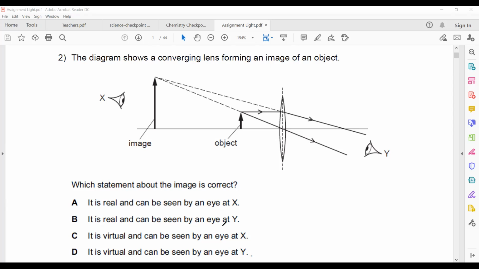Yeah, what's the right answer? The image is virtual and it can be seen by an eye at Y. If your position is there, your imagination will create an image. This eye cannot see the image. So D is the right answer. It's a virtual image and can be seen by an eye at Y.